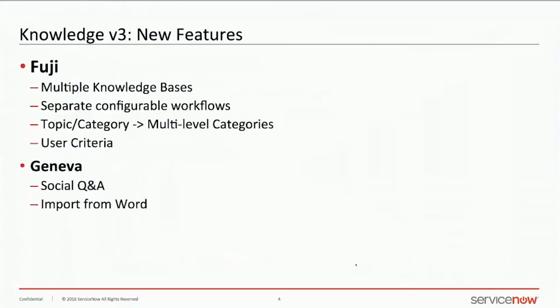With Geneva, we introduced two more features. One is social Q&A. Social Q&A is a way to crowdsource your knowledge and allow your end users to contribute to the knowledge base in the means of questions and answers. It is a way to augment your self-service strategy, and all the content that is contributed via social Q&A is searchable, which even helps in decentralizing the content processes that you have in your organization.